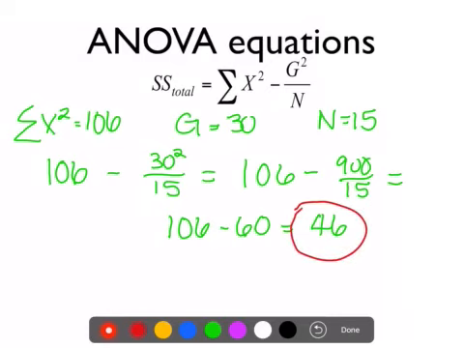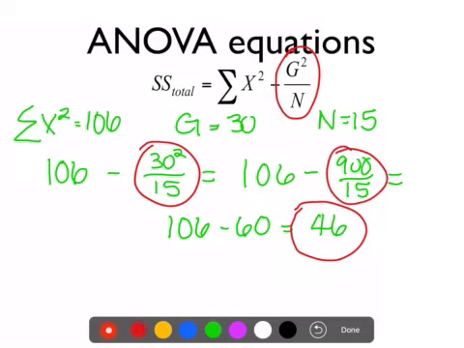Now, notice this G squared over N. We're going to use this again in our sums of squared between treatments equation. So this value here, this 30 squared, this 900 divided by 15, and this final value of 60, we're going to want to pay attention to this. Save this number. You've already calculated it. Why calculate it again? So we're going to use that value when we go into our sums of squared between treatments.